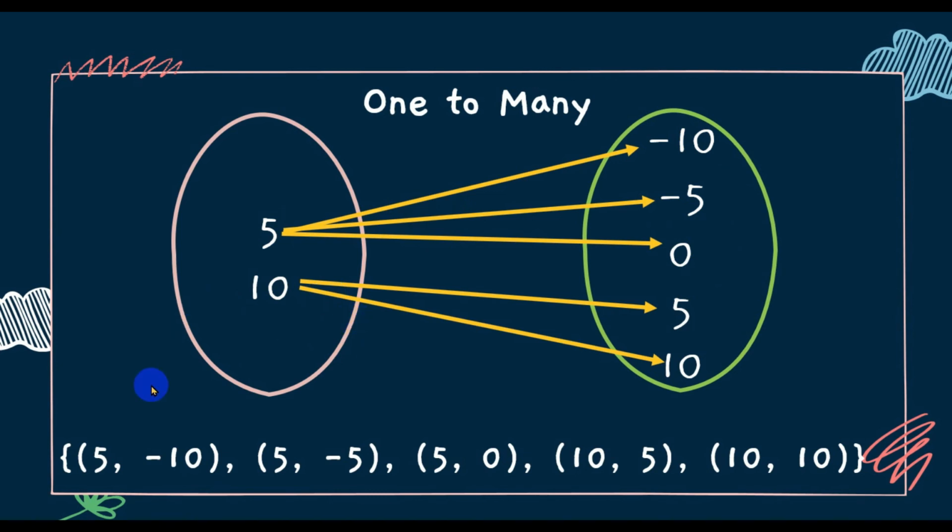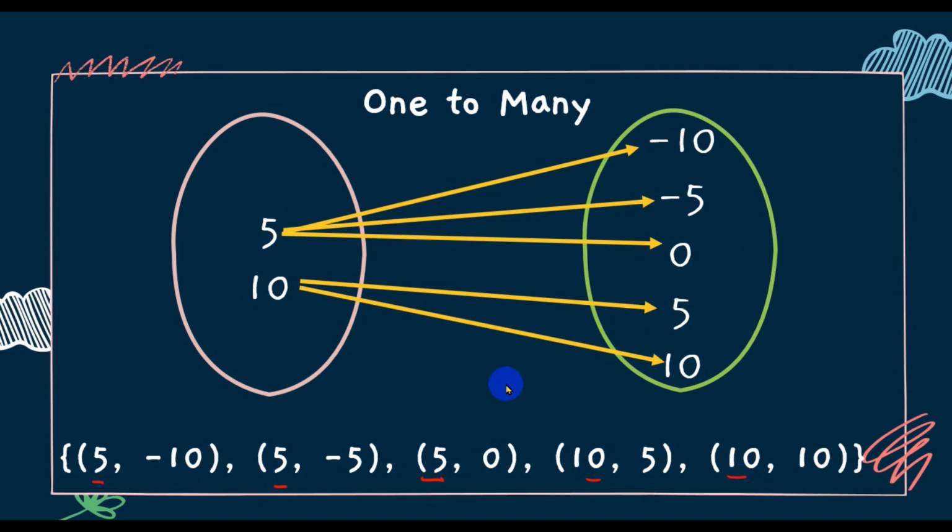Etong 10, may dalawang kapares dito sa ating y elements. And, kung mapapansin nyo sa listed method or sa ordered pair, we have 5 and negative 10, 5 and negative 5, 5 and 0, 10 and 5, and 10 and 10. May mga nauulit po tayong x values. Ano-ano po yon? Yun po yung 5. So, tatlong beses na ulit si 5 kasi nga tatlo yung kapares ni x dito sa ating y. Then, yung 10, may dalawang beses na ulit kasi may dalawang ka-pair si 10 dun sa ating y values. So, yan naman po yung one to many.